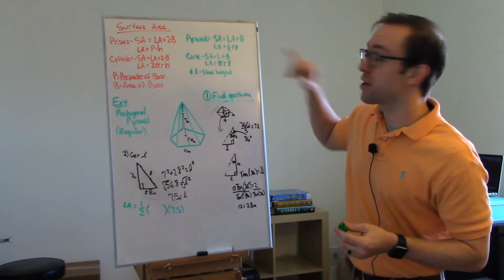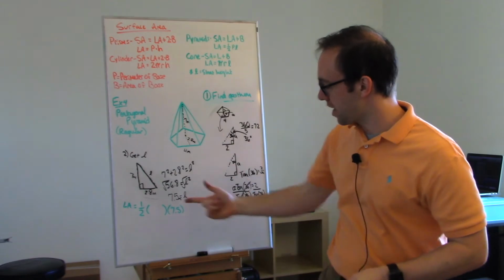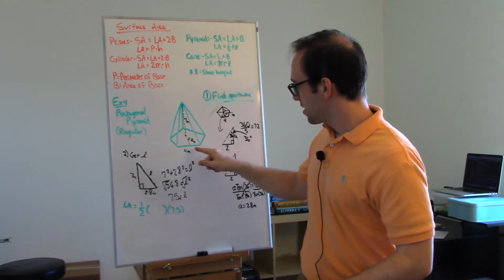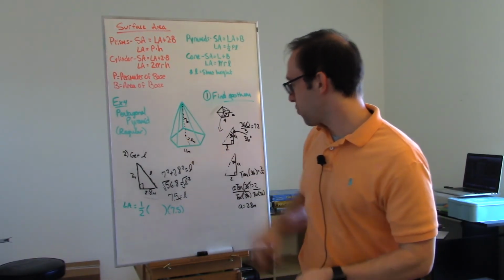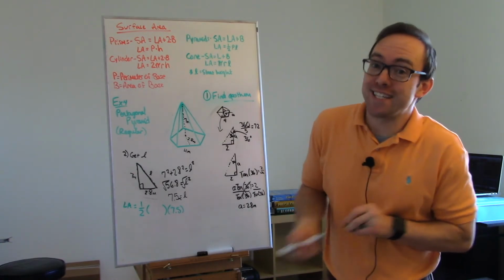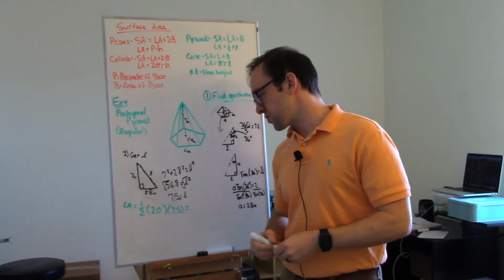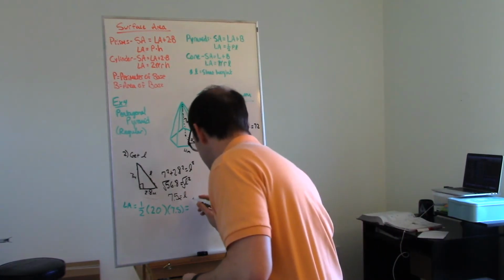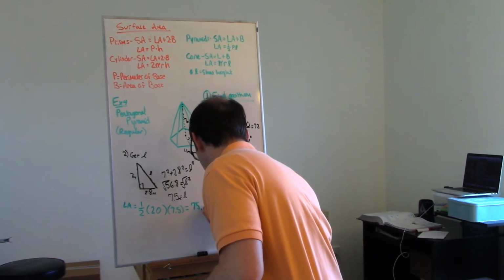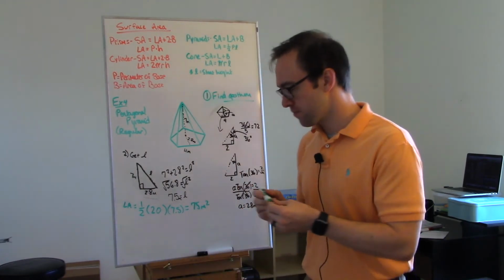Okay, so the lateral area is 1/2 the perimeter times the slant height. The perimeter of this shape is 4, 4, 4, 4, and 4, or 20. So 1/2 times 20 times 7.5 is 75 meters squared.